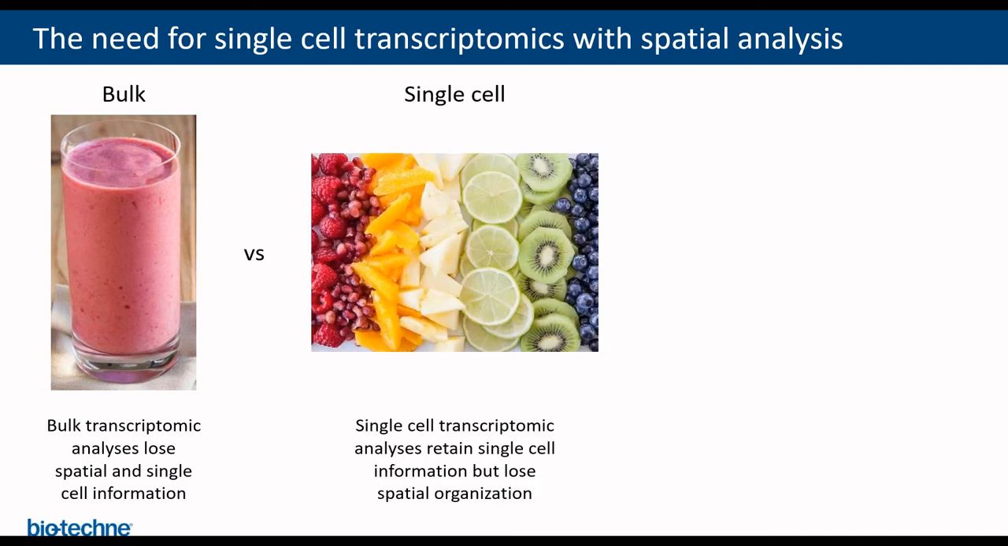The advent of single cell transcriptomic analyses such as single cell RNA sequencing have now been able to provide molecular information at the single cell level, and to come back to the fruit analogy, can now provide you the menu and tell you what fruit and how much of each fruit went into the smoothie. However, these techniques still don't provide information on how those cells are organized in the tissue context.